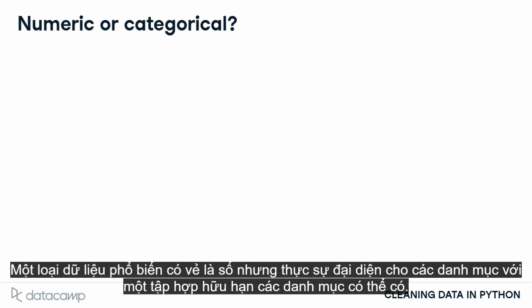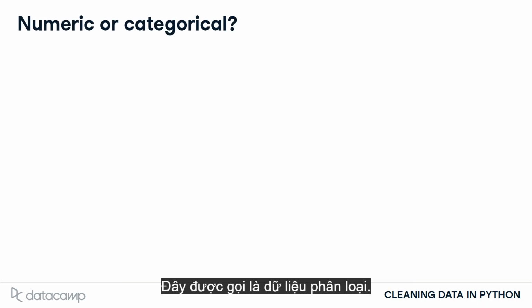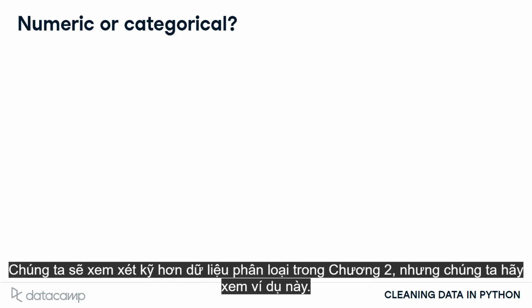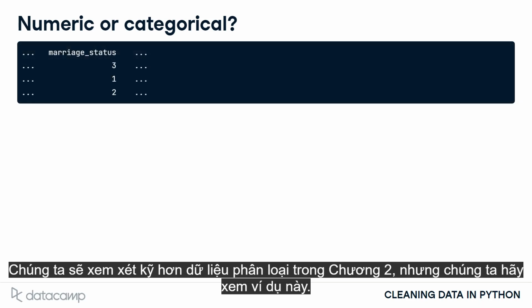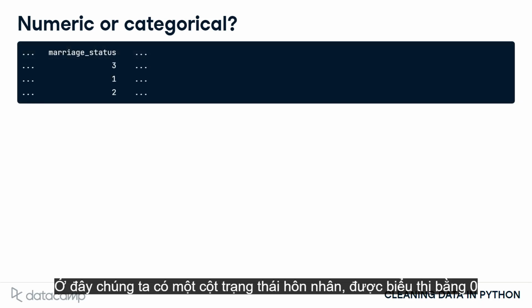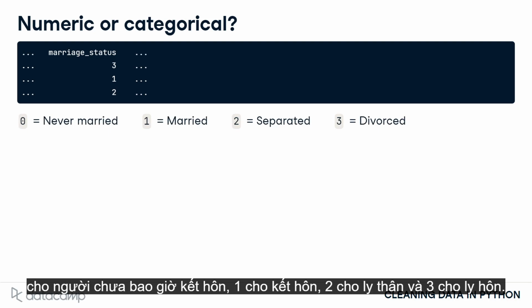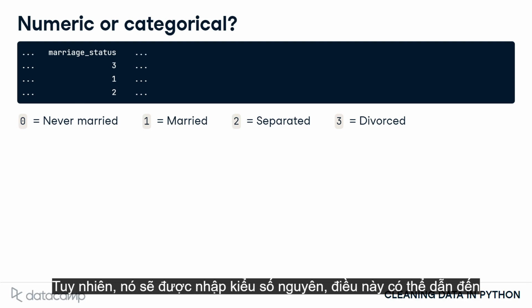A common type of data seems numeric but actually represents categories with a finite set of possible categories. This is called categorical data. We will look more closely at categorical data in Chapter 2. But let's take a look at this example. Here we have a marriage status column, which is represented by 0 for never married, 1 for married, 2 for separated, and 3 for divorced.